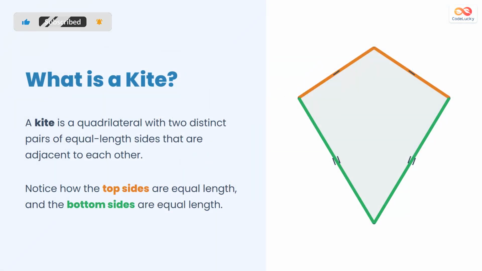First, let's define what a kite is. In geometry, a kite is a four-sided shape, or quadrilateral. Its special feature is that it has two pairs of equal-length sides that are next to each other, just like the flying toy you might know.